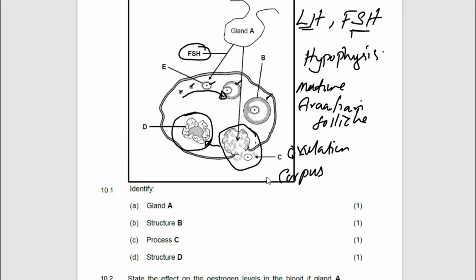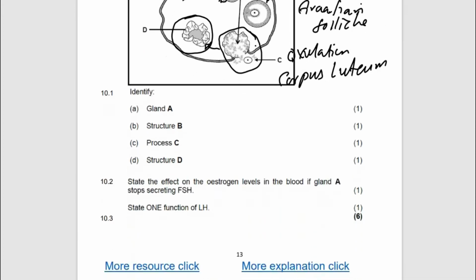Don't forget the difference between corpus luteum and corpus callosum. Corpus callosum is found in the brain, while corpus luteum is found in the reproductive system. So we go to the next question.